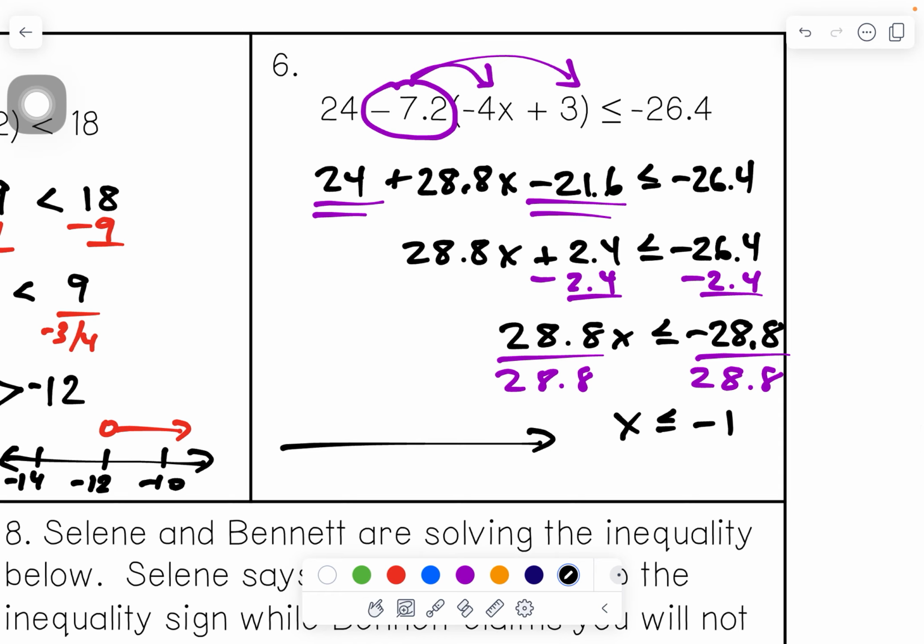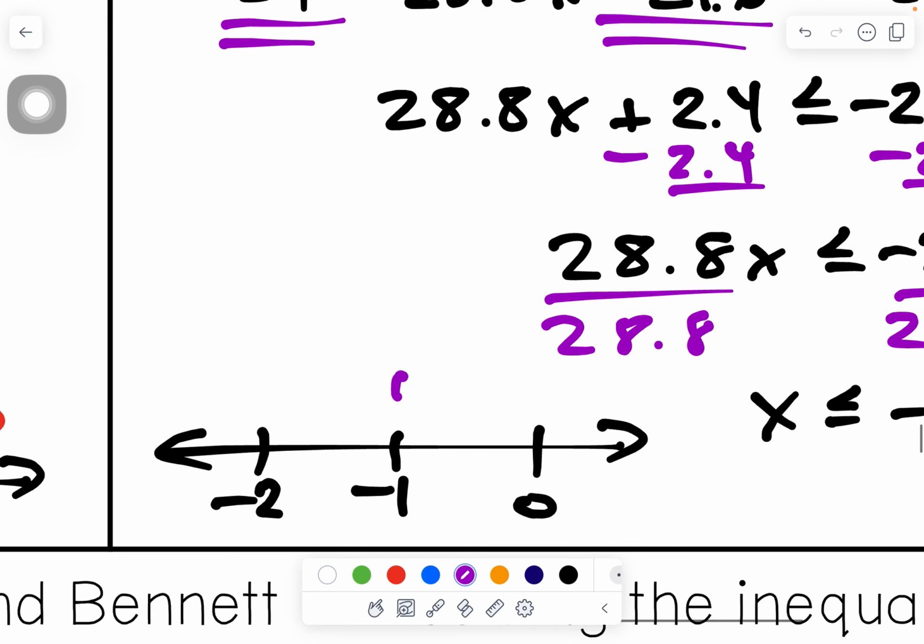Again, plot that on my number line, put negative 1 somewhere in the middle, it doesn't really matter. Label as much of the number line as I want. This is a less than or equal to, that tells me I'm going to have a closed-in circle. And if it's a less than, it's always going to go to the left.